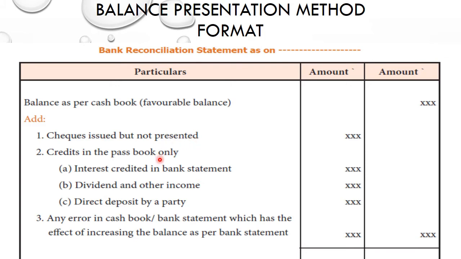Second, it is credits in the passbook. So there are few credits which are made only in the passbook, that is interest credited in bank statement, dividend and other income, direct deposit by a party. Any error in cash book, bank statement which has the effect of increasing the balance as per bank statement. So if there is anything which will increase the balance, then we have to add. So all these things we have to add with balance as per cash book.